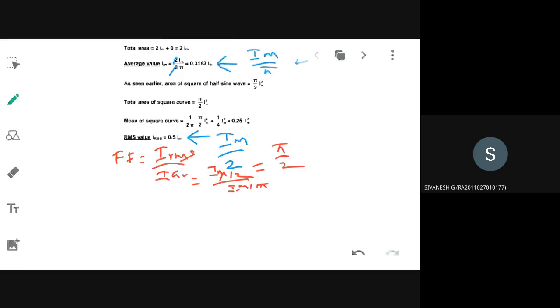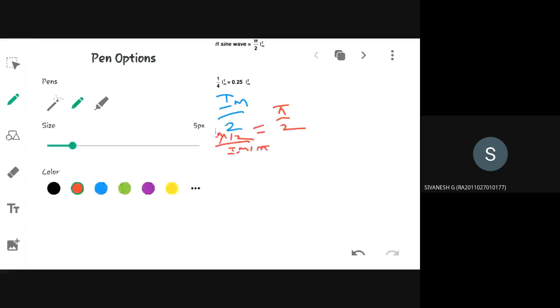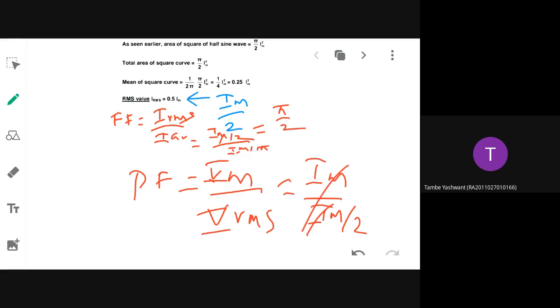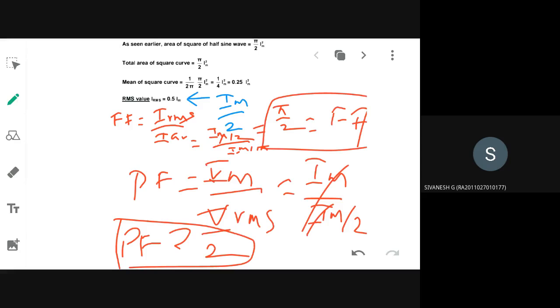Peak factor is Vm divided by Vrms. So for Im, Im divided by IRMS is what? 0.5. Im divided by 2. So Im will get cancelled again. So what's the answer? 2, ma'am. 2. Okay, so this is the peak factor. So this will be the answer.